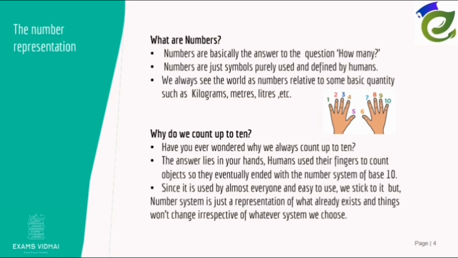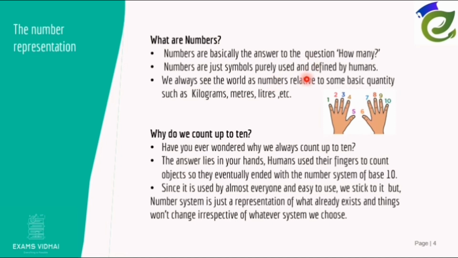Have you ever wondered why we always count up to 10? We count up from 0, 1, 2, 3, 4, 5, 6, 7, 8, 9. Have you ever wondered why we do that? The answer completely lies in your hand. Go back to your childhood. Your first standard teacher might have taught you to count using your fingers. What will you do? 1, 2, 3, 4, 5, 6, 7, 8, 9, 10. You will count like that.